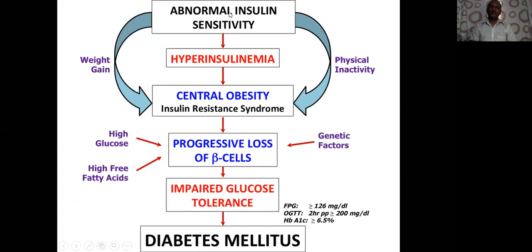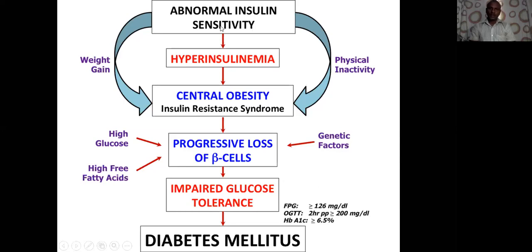If you have abnormal insulin sensitivity, then it causes hyperinsulinemia. Because of the abnormal insulin sensitivity, there is hyperinsulinemia. And then because of that, there is central obesity. Central obesity means deposition of fat around your abdomen. Once this fat builds up, it turns into insulin resistance.